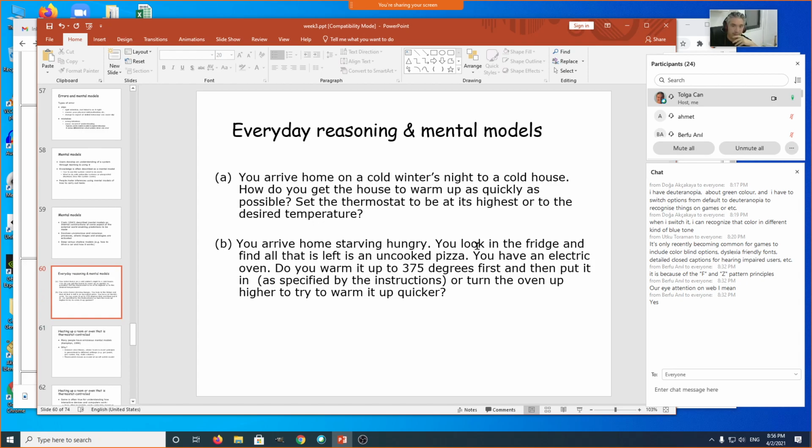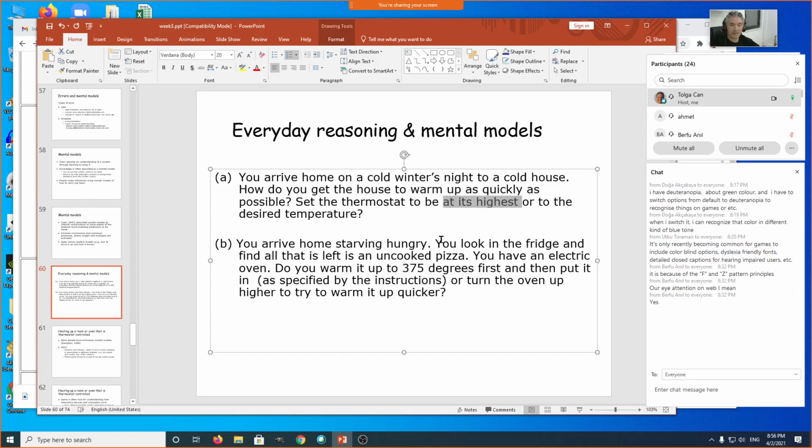Here is an example that I gave last week. We arrive home on a cold winter's night to a cold house. How do you get the house to warm up as quickly as possible? Set the thermostat to its highest, or to the desired temperature? We usually do this thing. We set it to the highest level.